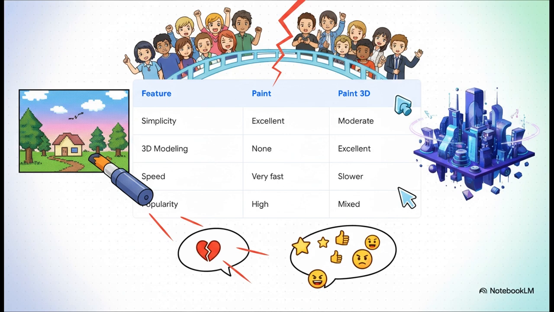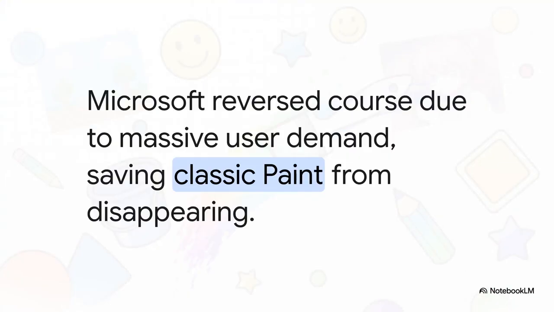actually wanted. Because of this, the popularity of Classic Paint remained extremely high, while Paint 3D got a really mixed reception. The internet was not happy. When Microsoft even hinted that Classic Paint might disappear, the backlash was immediate and massive. Nostalgia just exploded online. Social media campaigns launched to save MS Paint, and fans passionately defended the software.